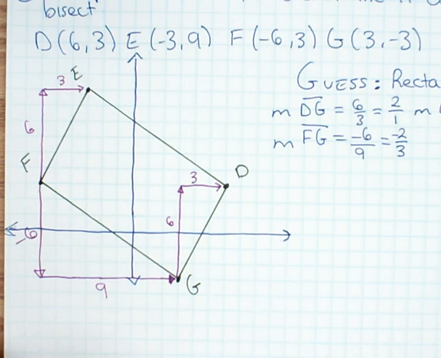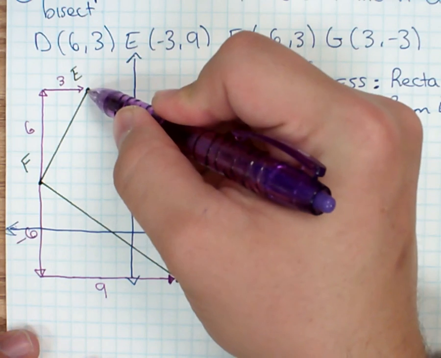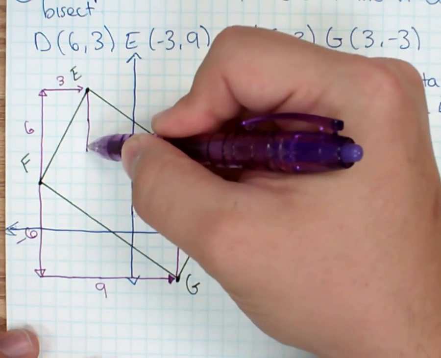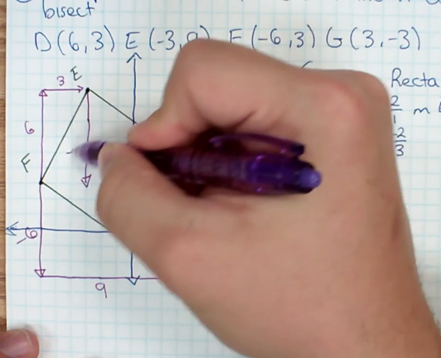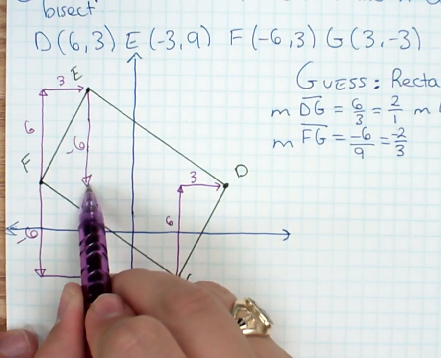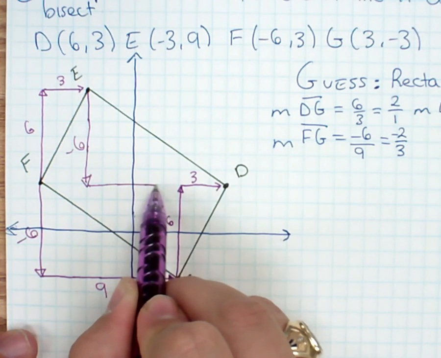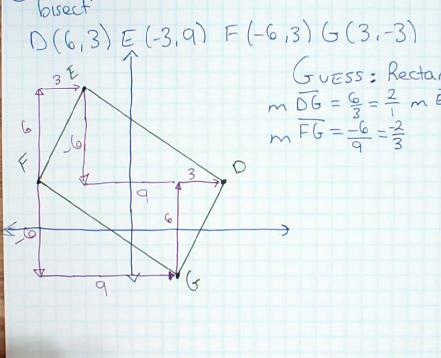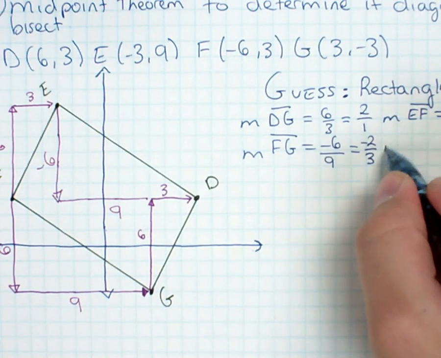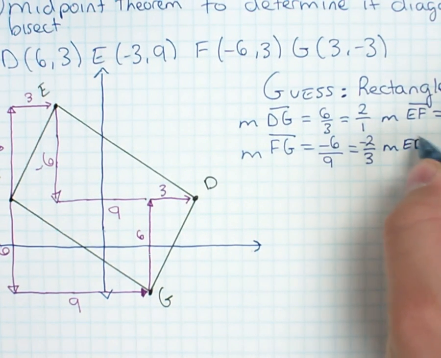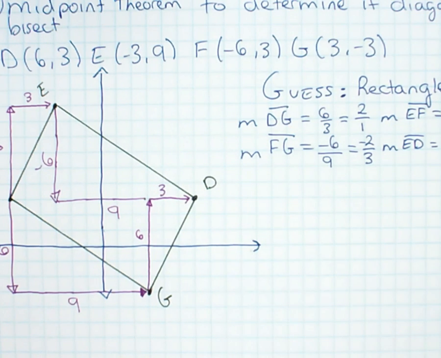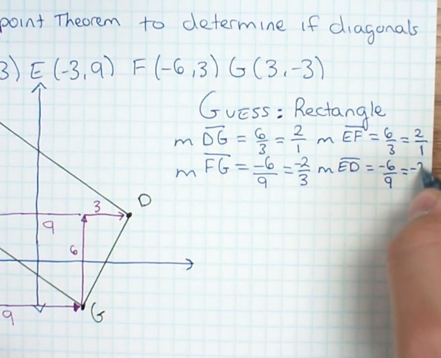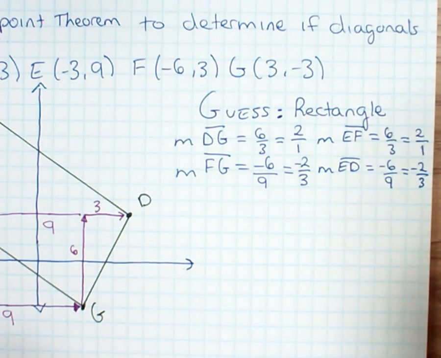Okay, let's do ED as well. So we have to go down 2, 4, 6, and over 2, 4, 6, 9, right? Yeah, so it's the same. So yeah, the ED is the same slope. The slope of ED is going to be negative 6 over 9, which is negative 2 over 3.